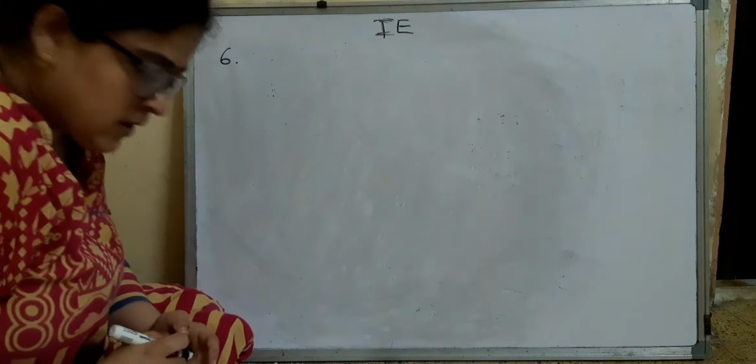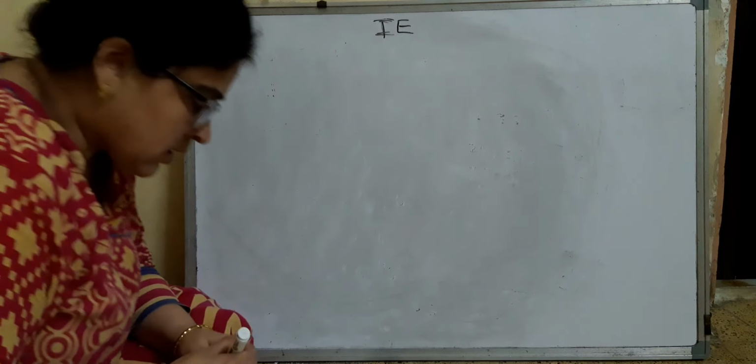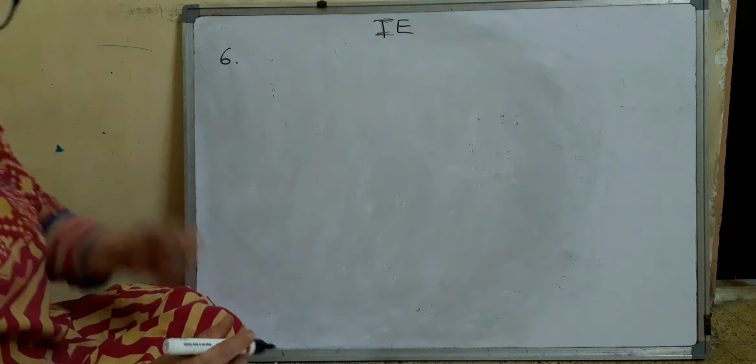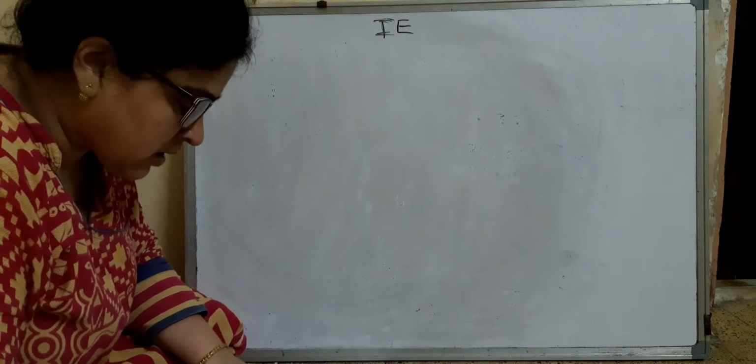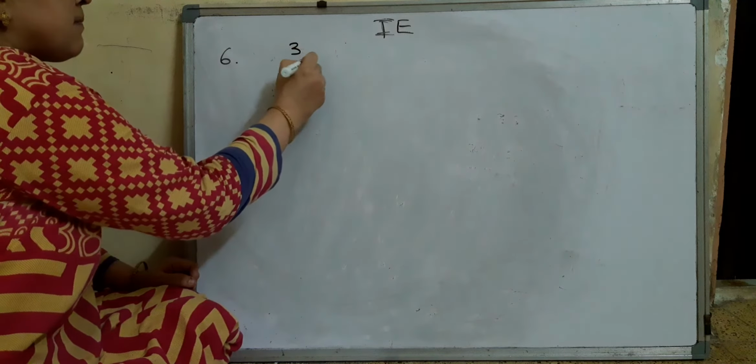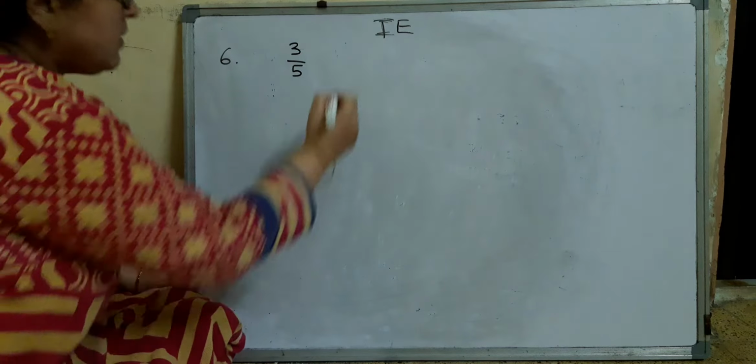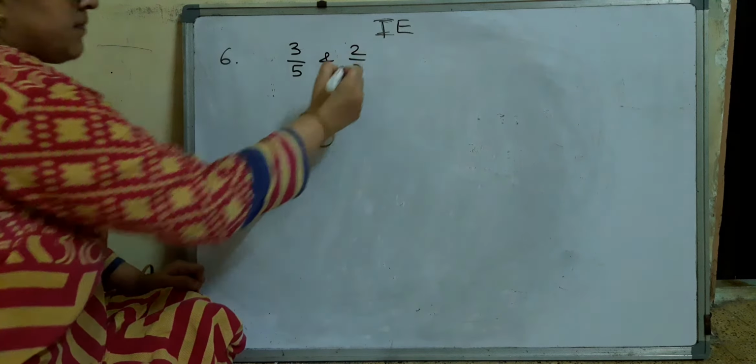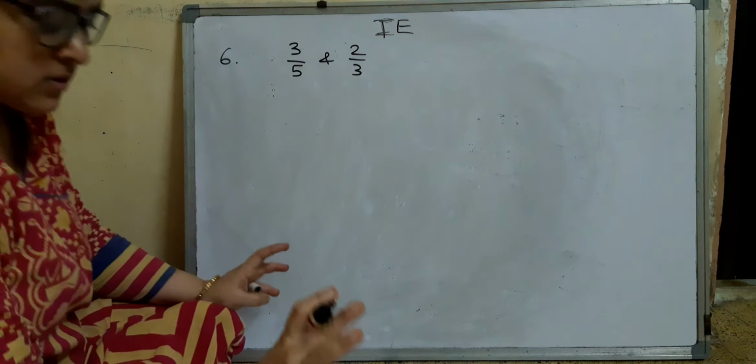Sixth one. Insert five rational numbers between 3 upon 5 and 2 upon 3. Now here the method is different. 3 upon 5 and 2 upon 3. Insert five rational numbers, right?